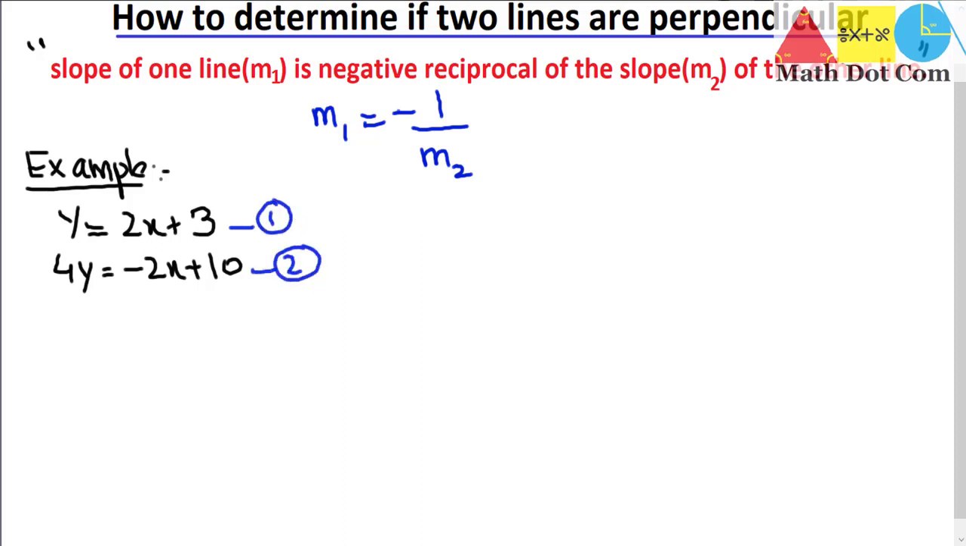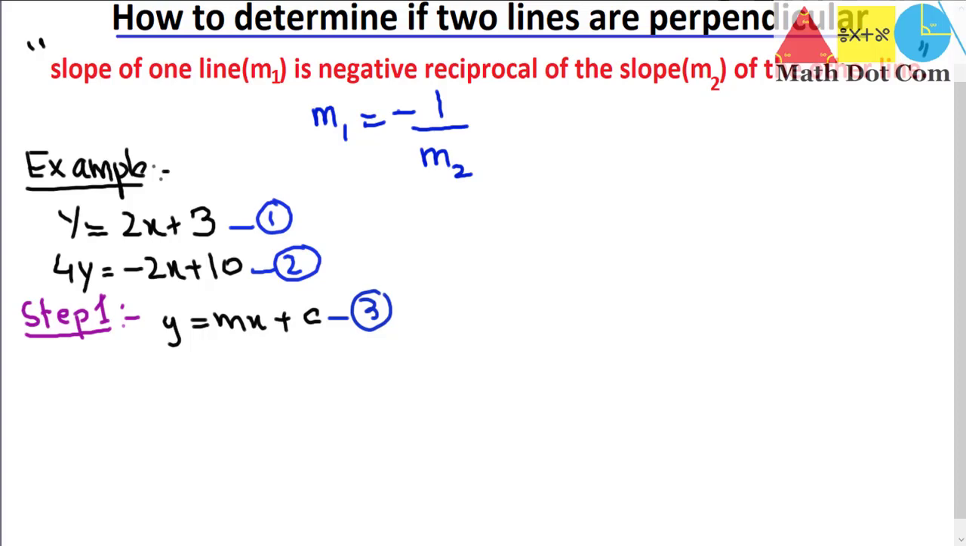So step number 1 that we have to do to check whether these two lines are perpendicular or not is to write these equations in the standard form of a linear equation, that is y is equal to mx plus c. I'll write the standard form here, y is equal to mx plus c, where m is the slope and c is the y-intercept. I'll label it equation number 3. So we have to compare 1 and 2 with equation number 3 to get the slopes M1 and M2, so that we can easily determine whether they are perpendicular or not.